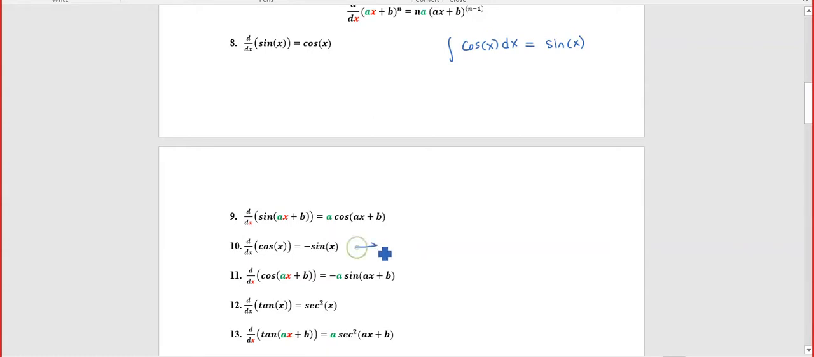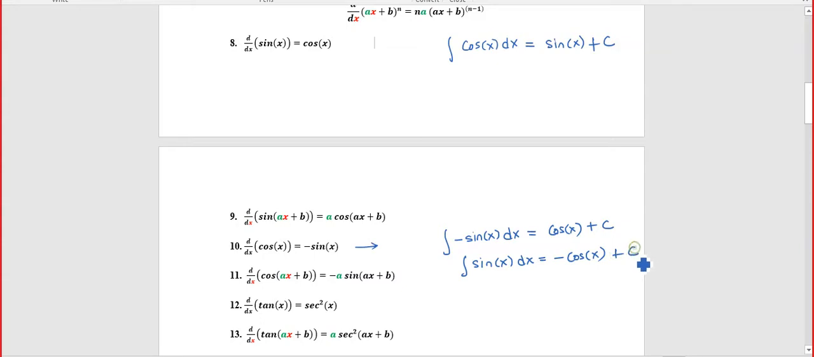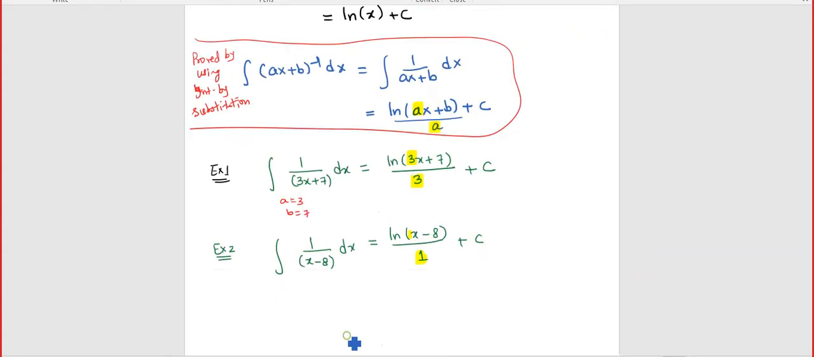Similarly, the derivative of cosine x is minus sine x. If you take integration, you will get the integration of minus sine x dx is equal to cos of x, or you can say that the integration of sine x dx is equal to minus cosine of x. Of course, there will be a constant of integration. Okay, in this case it will become c, so we'll make it c1. So that's what I'm saying: if you remember the rules of derivative, it is easier to get the rules for integration.